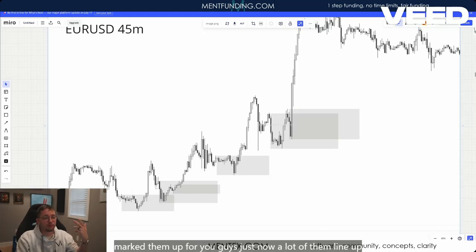And again, you can see I've just marked up a few of those MBs prior, and you can see as I marked them up for you guys just now, a lot of them line up. They're a lot similar, and they all follow the same premise over and over and over again. That's what forms true demand.